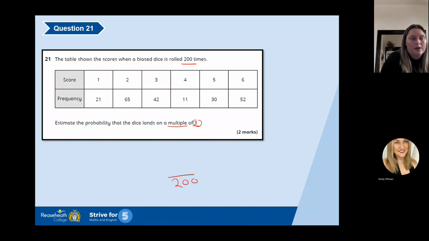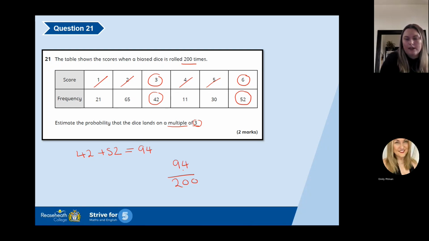And then let's see what is a multiple of 3. So we've got 3. 1's not a multiple. 2's not a multiple. 4's not a multiple, and 5's not a multiple, but 6 is, so 6 is in the 3 times table. It is a multiple of 3. So the frequency for 3 is 42, and the frequency for 6 is 52. So all I need to do is add together the 42 and the 52, which equals 94. So it's 94 out of 200. That is the probability the dice will land on a multiple of 3.